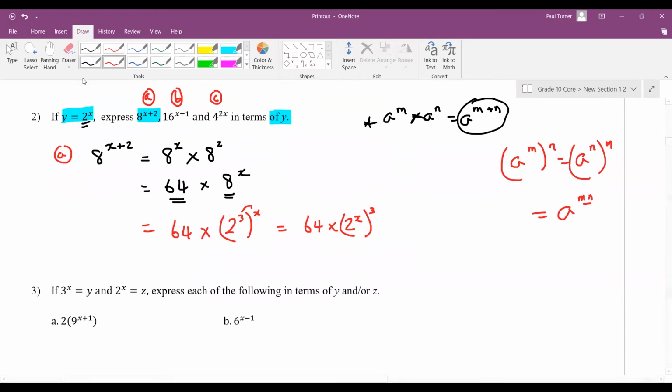So now I've got y is 2x, and 2x is here, right? So I'm going to replace that with this y here. So I write y there instead of 2x, that's all. Looks a bit complicated, doesn't it? So 64 y cubed. That's your answer there in terms of y.